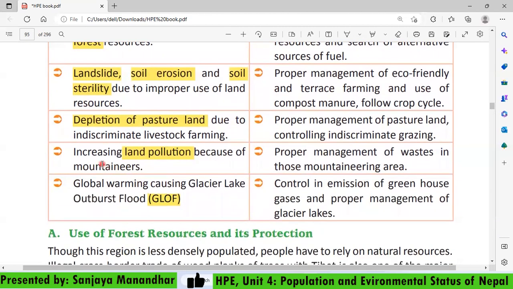Similarly, another problem is increasing land pollution because of mountaineers. Land pollution is very important here in mountain region, especially because of mountaineers. Okay, that is the problem. So how can we manage that?